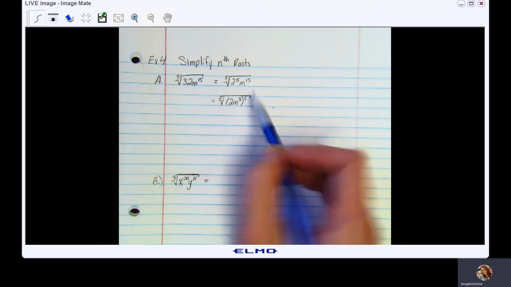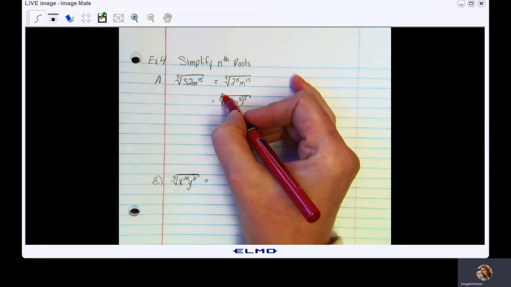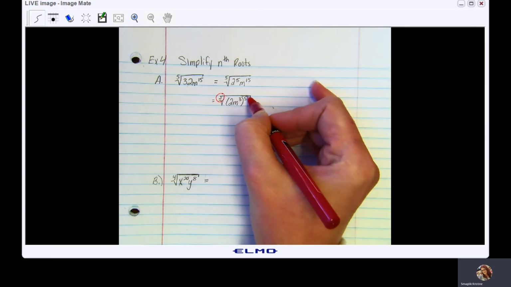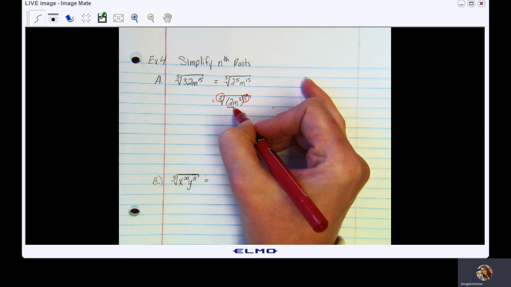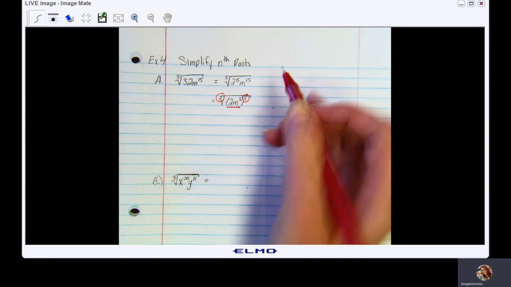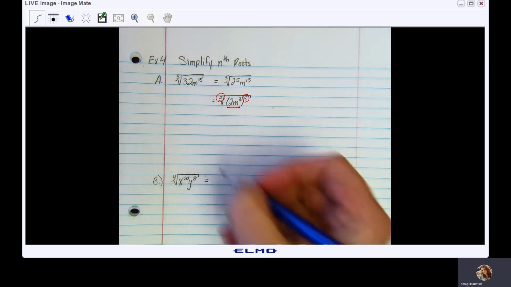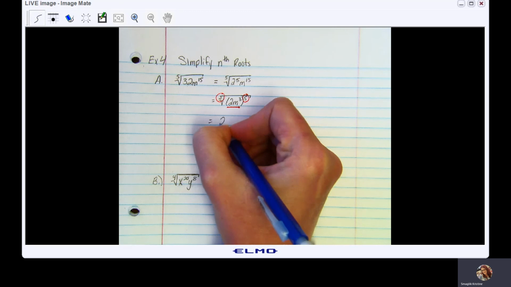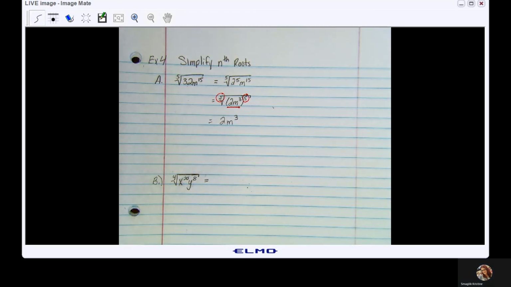Now, notice here, you have your index of 5 and this exponent of 5. These two will cancel each other out, which means you can bring what's in the parentheses out of the radicand. So your answer here is 2m to the 3rd. Now let's take a look at another one.